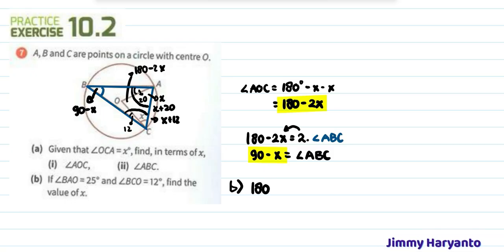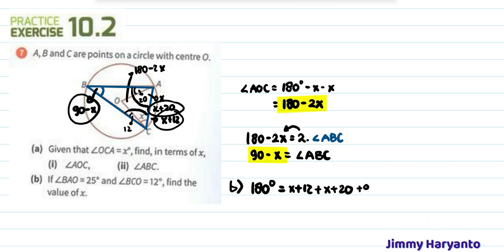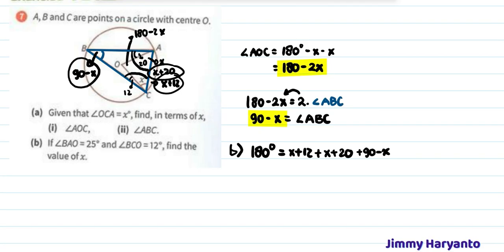Okay, let's use the triangle. The sum of angles in a triangle is 180. That means this one, x plus 12, the second angle is x plus 20, plus the third one, which is 90 minus x, equals 180. So 180 equals 12 plus 20 is 32, 32 plus 90 is 122, plus x minus x equals 0. So x equals 58 degrees.